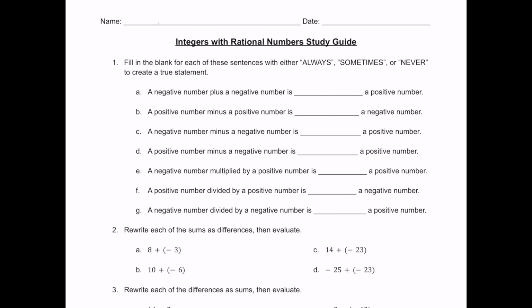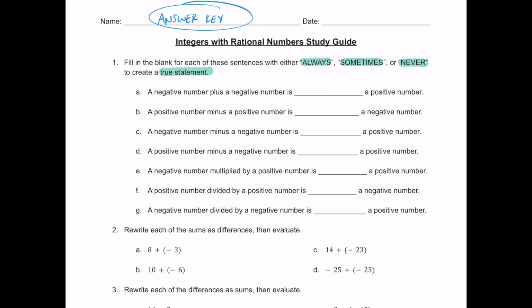In this video, let's go over integers with rational numbers. And this is kind of just a little answer key for the study guide to help you get ready if you're trying to finalize your understanding of integers and rational numbers as a whole. Okay, so for these first set of directions here, let's see what it says. Fill in the blank for each of the sentences with either always, sometimes, or never to create a true statement.